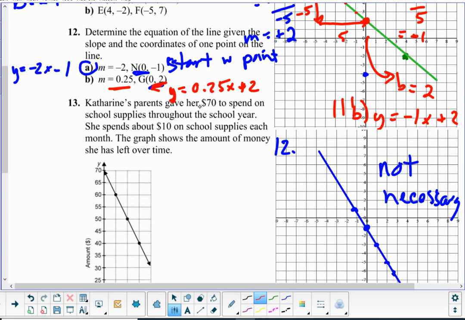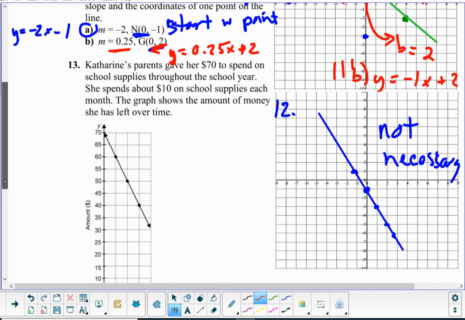Catherine's parents gave her $70 to spend on school supplies throughout the school year. She spends about $10 on school supplies each month. The graph shows the amount of money. Now, we know that she wouldn't actually spend exactly 10, but this is kind of like a scatter plot. So the graph shows how much money she has left over time.